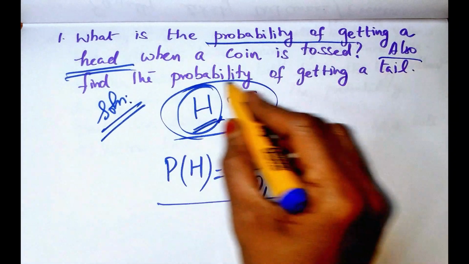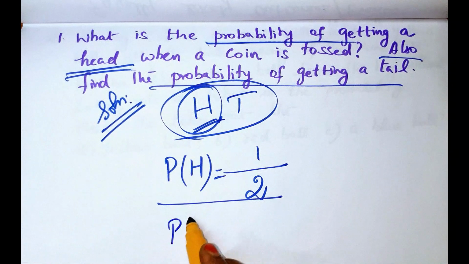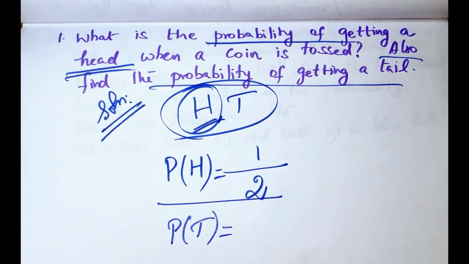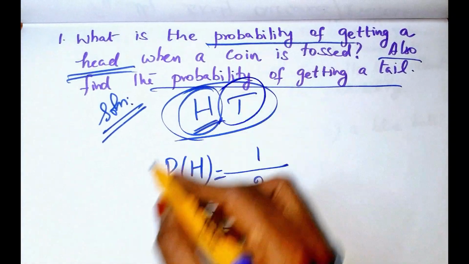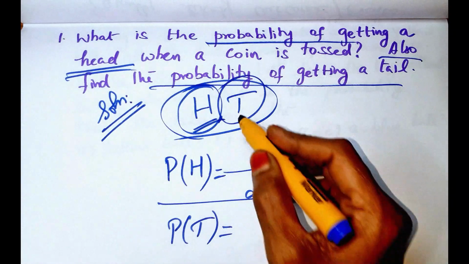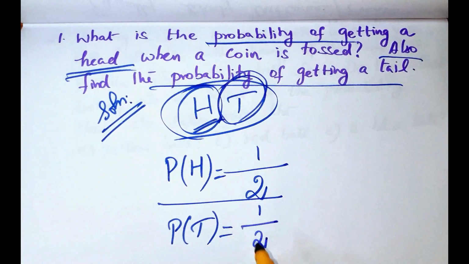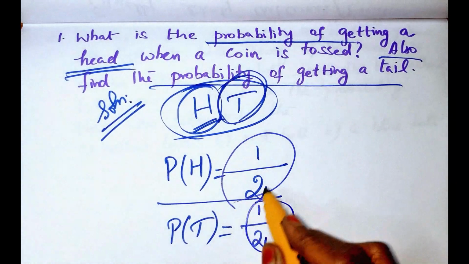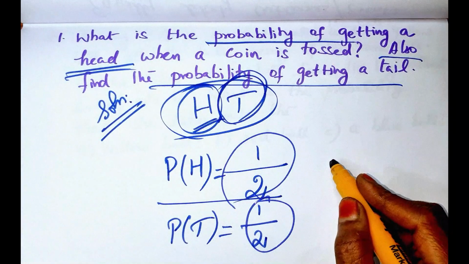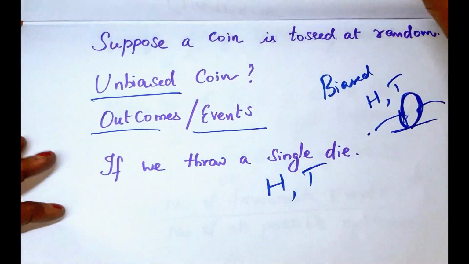The next thing they asked is to find the probability of getting a tail. If I use P of T as the notation for that, then P of T is equal to the number of tails, which is only 1 out of 2, so 1 by 2. See, this probability is 1 by 2, and that one is 1 by 2. Both are equal.